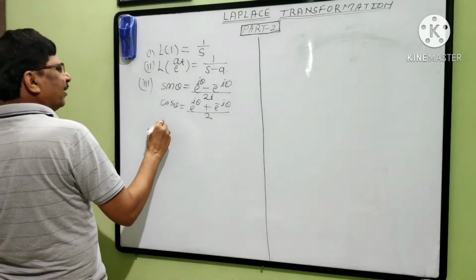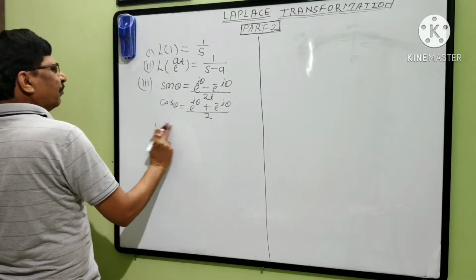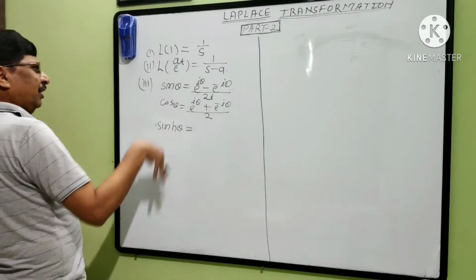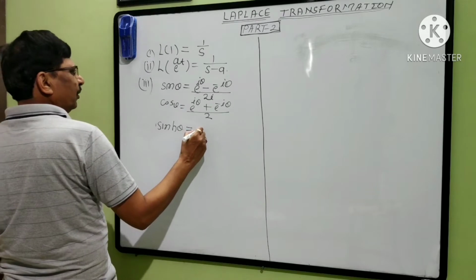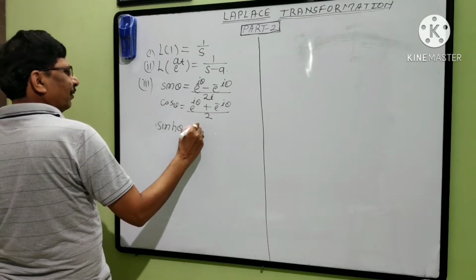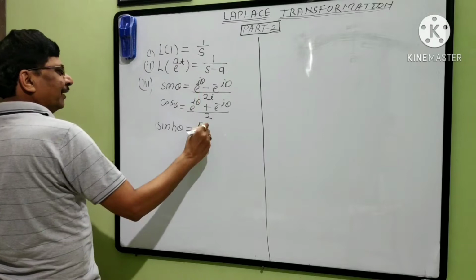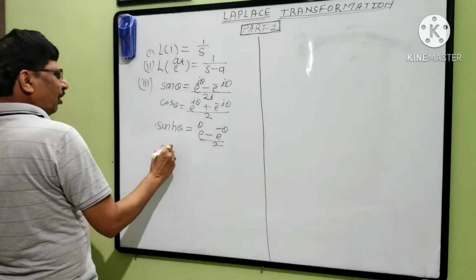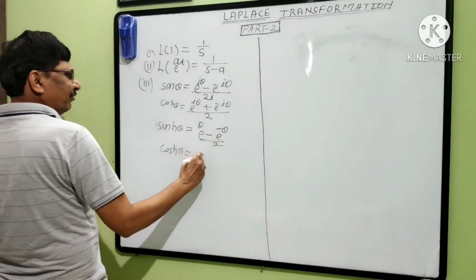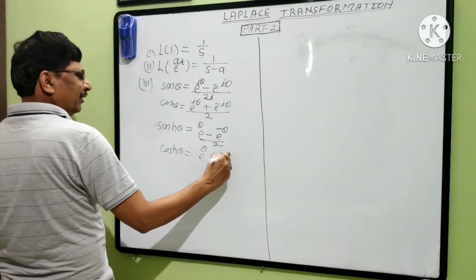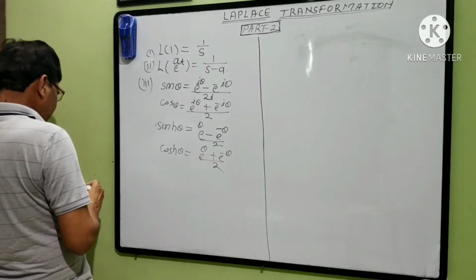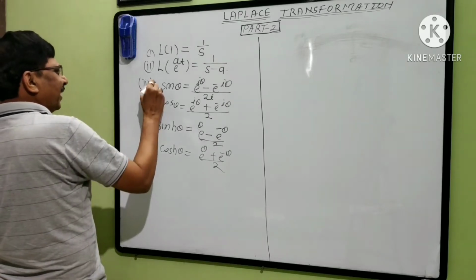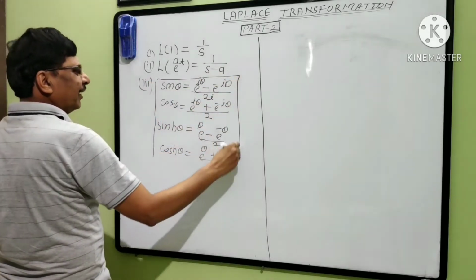From that we have also derived sin hyperbolic theta. If you don't have this, you can note it down. Sin hyperbolic theta is e raised to theta minus e raised to minus theta upon 2, removing the i, and cos hyperbolic theta is e raised to theta plus e raised to minus theta upon 2. This formula you have seen or derived, the definition of sin and cos.